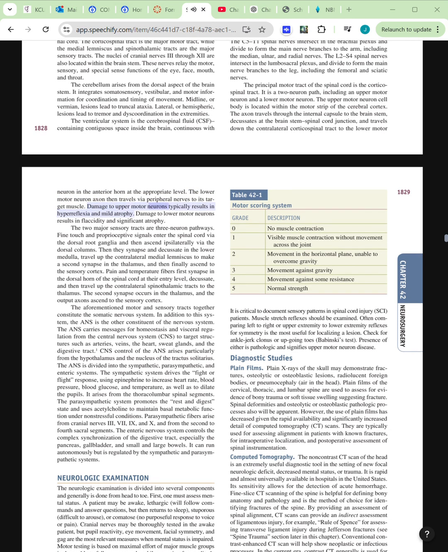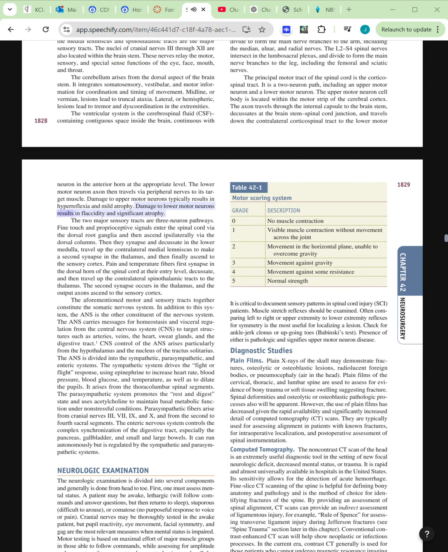Damage to upper motor neurons typically results in hyperreflexia and mild atrophy. Damage to lower motor neurons results in flaccidity and significant atrophy.